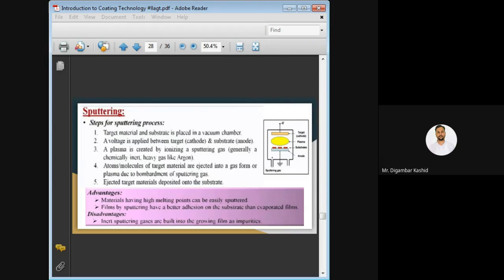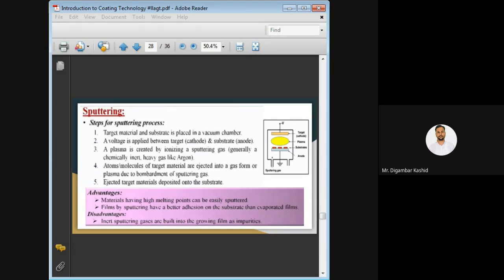Okay, then what are the advantages of this process? So here first, materials having a high melting point can be easily sputtered, and films made by sputtering have better adhesion on the substrate than evaporated films.